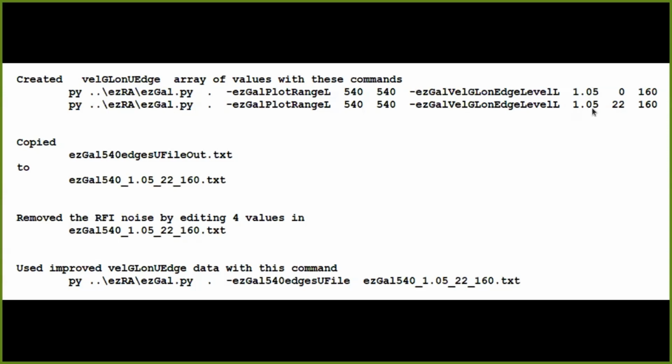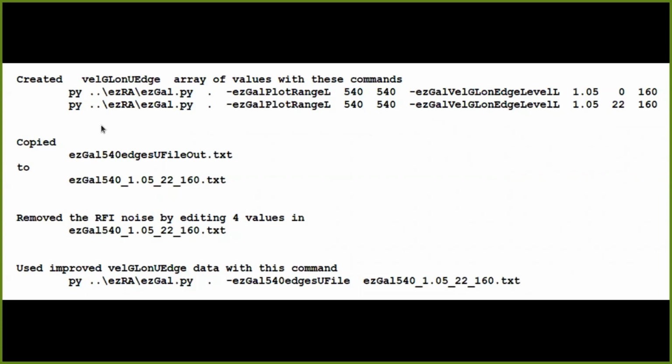When I decided 1.05 was good, eventually I changed that to galactic longitude 22 for the left part of that diagonal line, and then 160 for the value of that diagonal line once it met galactic longitude 0, that central vertical line. The keyword is ezGal, of course, velocity, galactic longitude plot, the edge level, and because it has a list of numbers, we have an L after it, meaning for list. I only cared in this case for plot 540, so instead of plotting all the plots, I requested of ezGal a plot range from 540 to 540, just to make it faster.